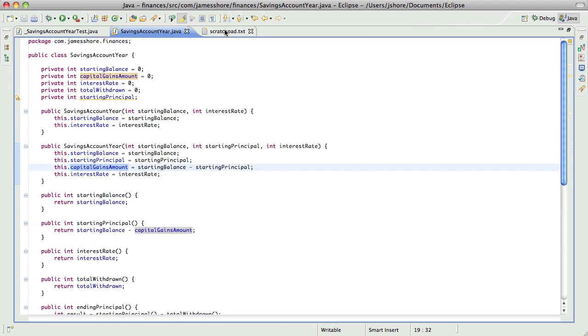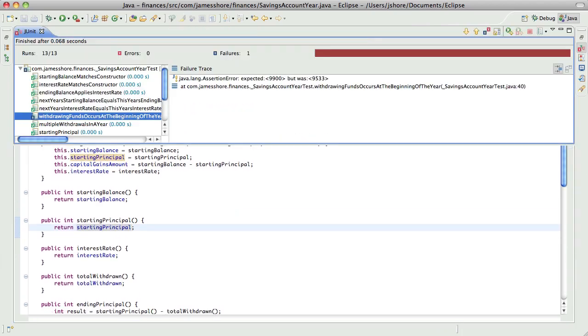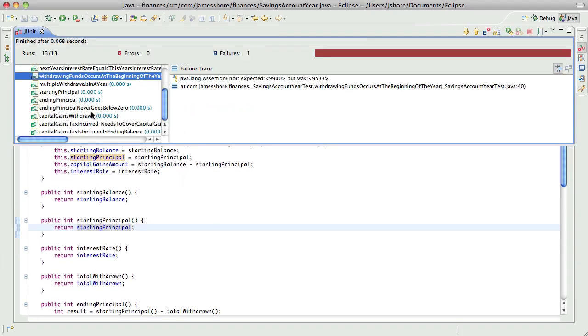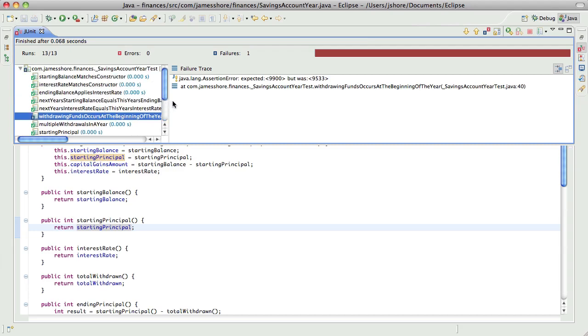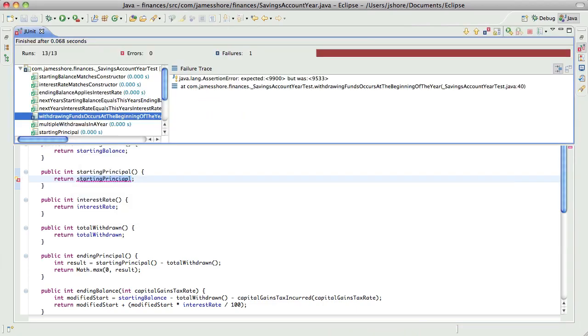Let's see. I think I'm going to start with trying to figure out what happened here. When I tried to just type in the starting principal here, it failed. That really surprised me. Let's run that test again. Yep, it's failing. It's saying withdrawing funds occurs at the beginning of the year. Expected 9,900, but it was 953. It should work, so why isn't it? It's just the one test that's failing.